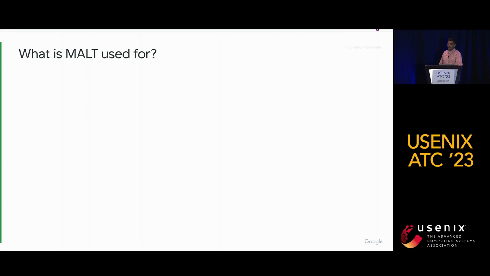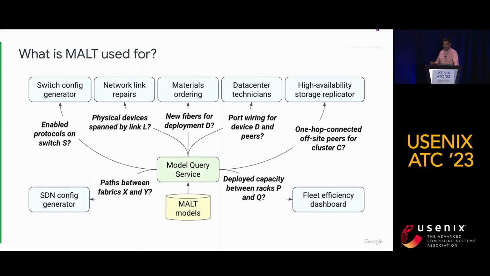Malt proved immensely useful at Google and is the foundational layer for our global network operations and services. We use it as the basis for SDN controller and device config generation, telemetry and network management tooling, for example, drain, qualification, installs, health monitoring, repairs, materials procurement for things like fiber bundles, optics, and so on, and port wiring instructions to data center technicians, and many, many more. It's essentially the lingua franca for network management.